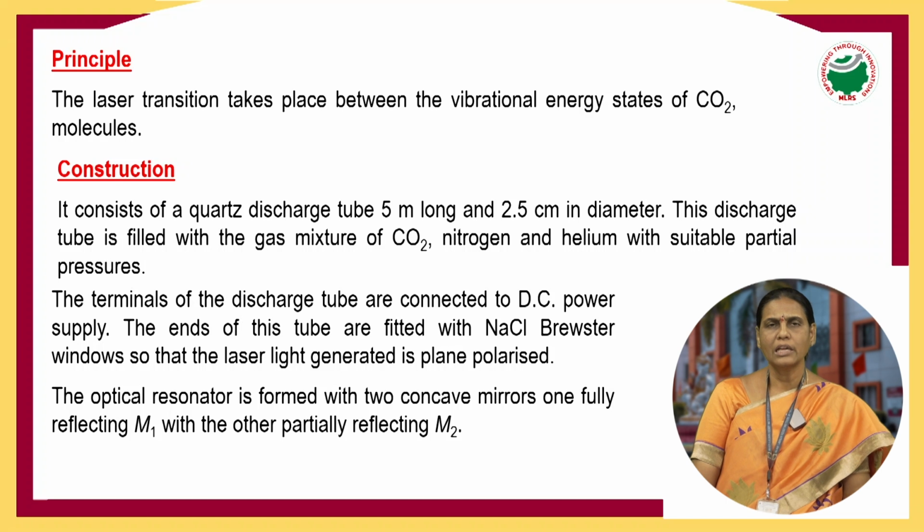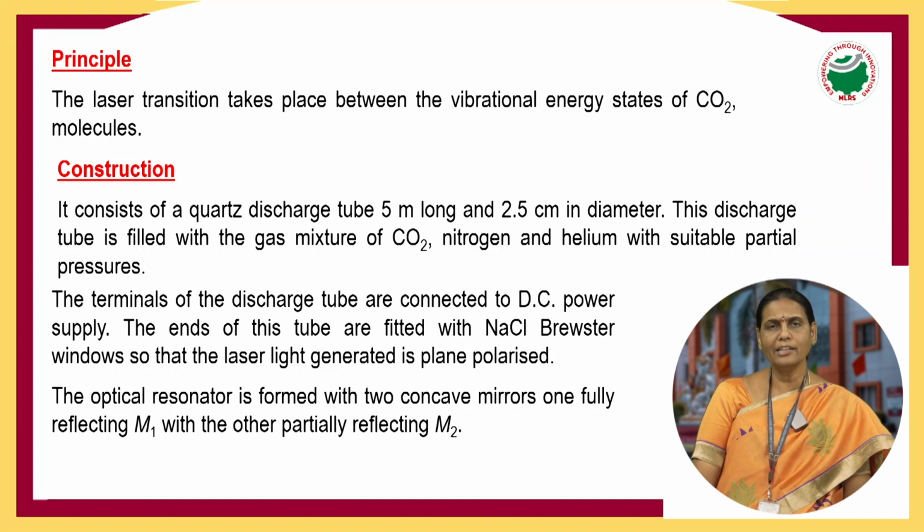Why? Because these two can pump the gases inside the glass tube very easily. That's why we are using these two gases as the supporting gases in order to make the carbon dioxide gas pass into the glass tube. Now, the terminals of the glass tube are connected to a DC power supply, because we have to give some energy, an external source of energy. So that energy can be provided by using a DC power supply.